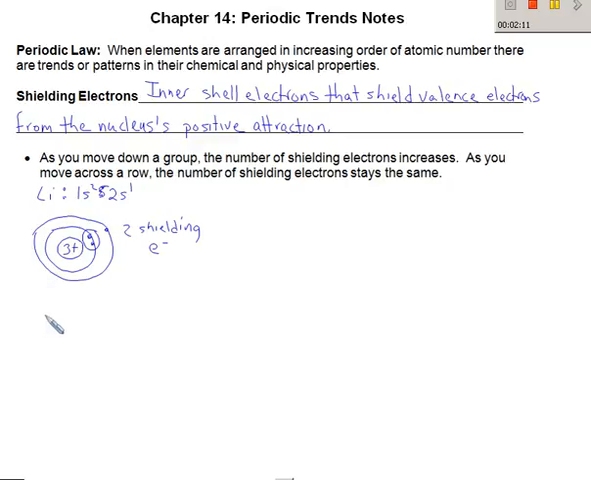Now let's take a look at the next member of the alkali metals, and that is sodium. Sodium has the electron configuration of 1s2, 2s2, 2p6, 3s1. If we draw the Bohr model for sodium, we have 11 protons in the nucleus, and then we have 3 principal energy levels.